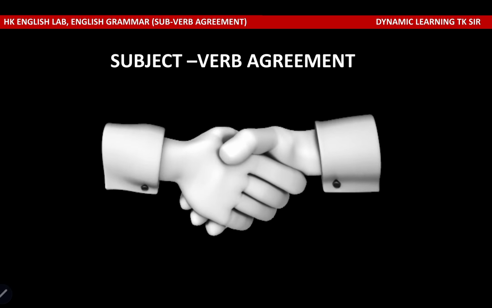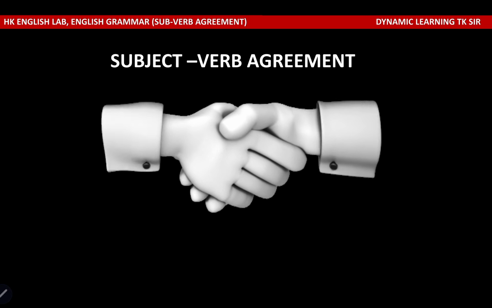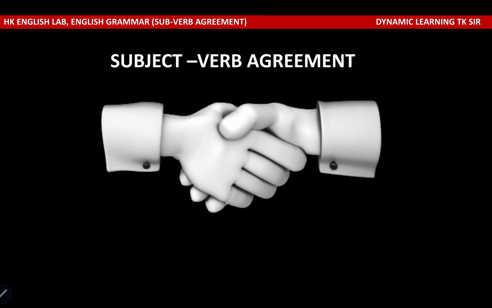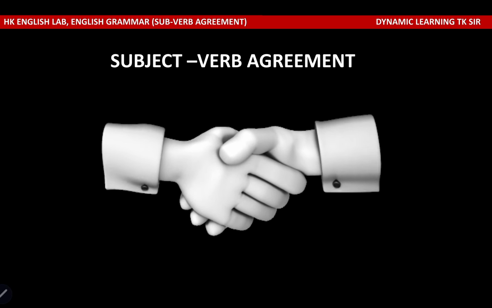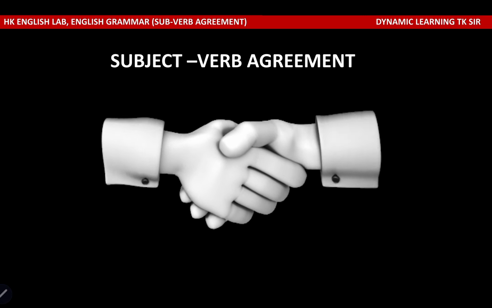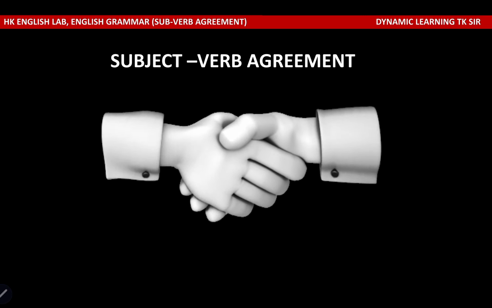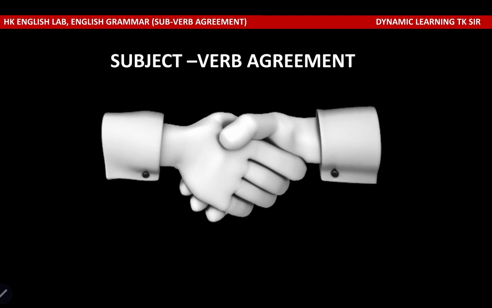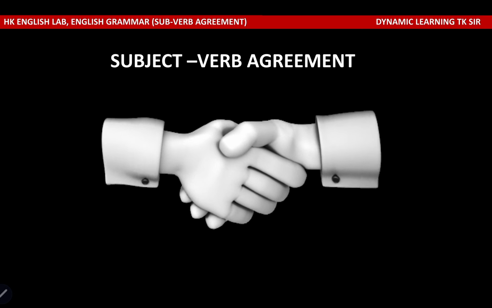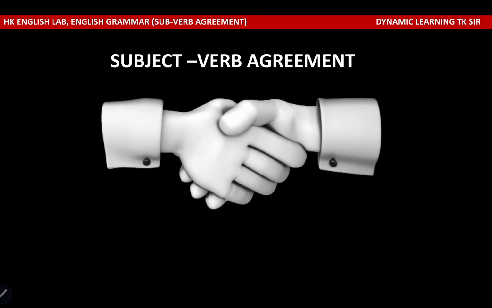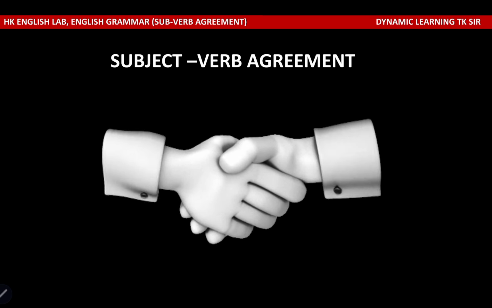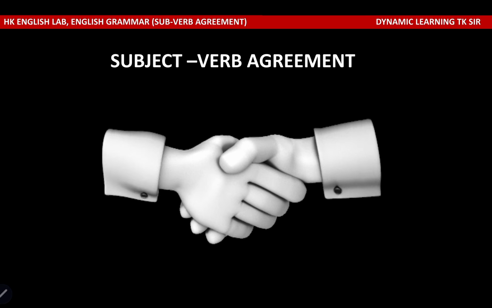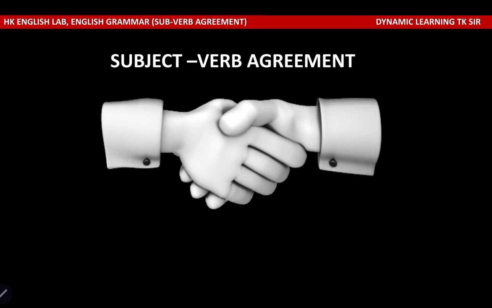Okay. So, as you know, each subject, whether it is singular or plural, takes specific verbs. You can't use a singular verb with a plural subject or a plural verb with a singular subject. So when you are using any verb, you have to be careful about the subject, whether it is singular or plural. And while using the verbs, you have to follow some rules and regulations also.